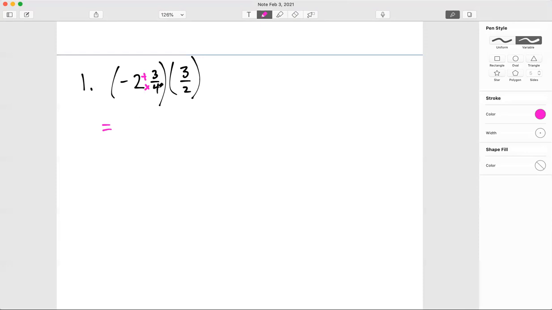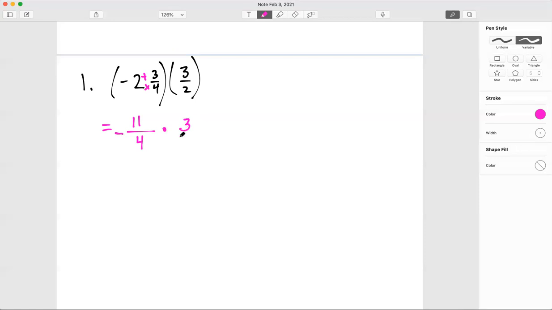Let's do this. 4 times 2 is 8, then plus 3 is 11. And then you put it over the number that's on the bottom, which is 4. Then you make it negative. So how do you get the number on top? Multiply 2 by 4, and then add 3, put it all over 4, and then you have the sign.